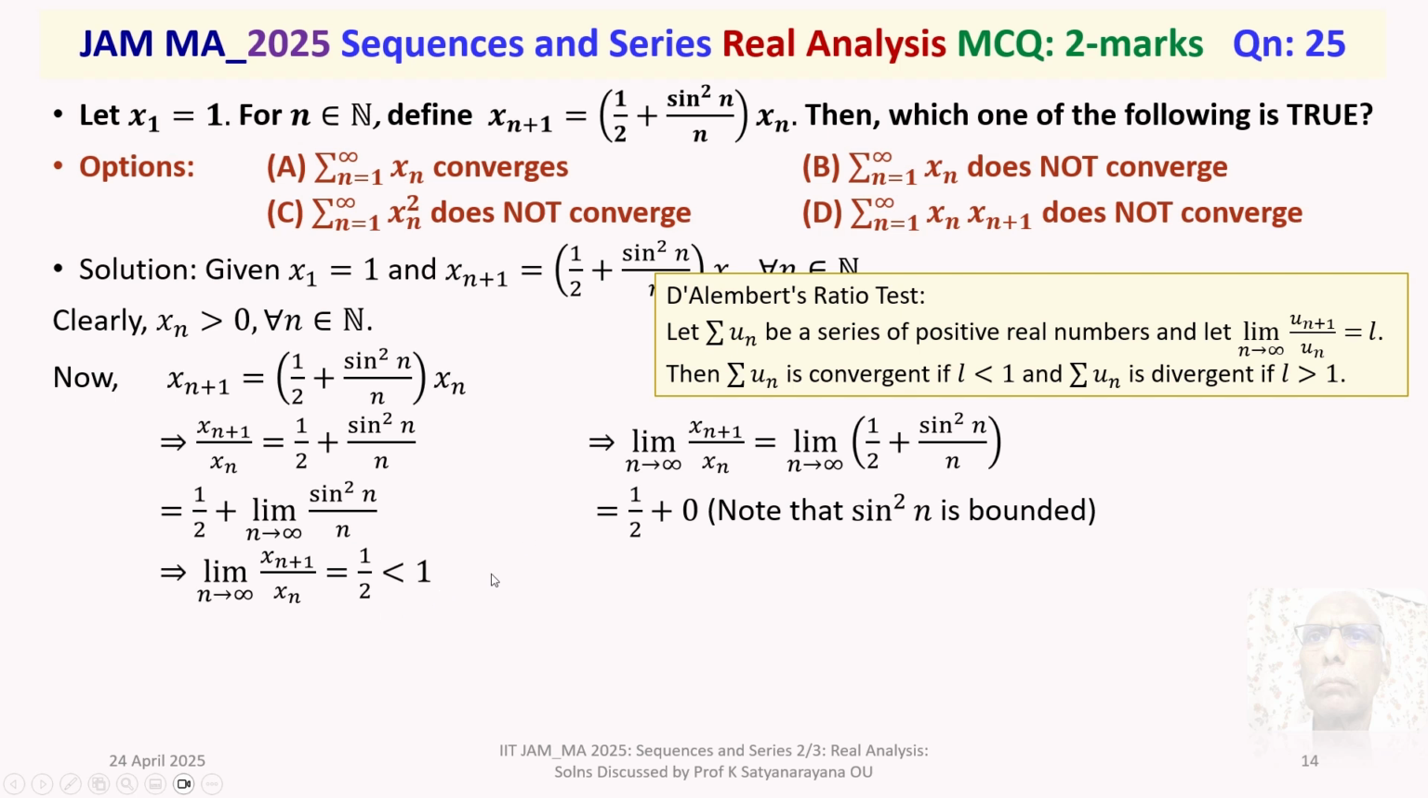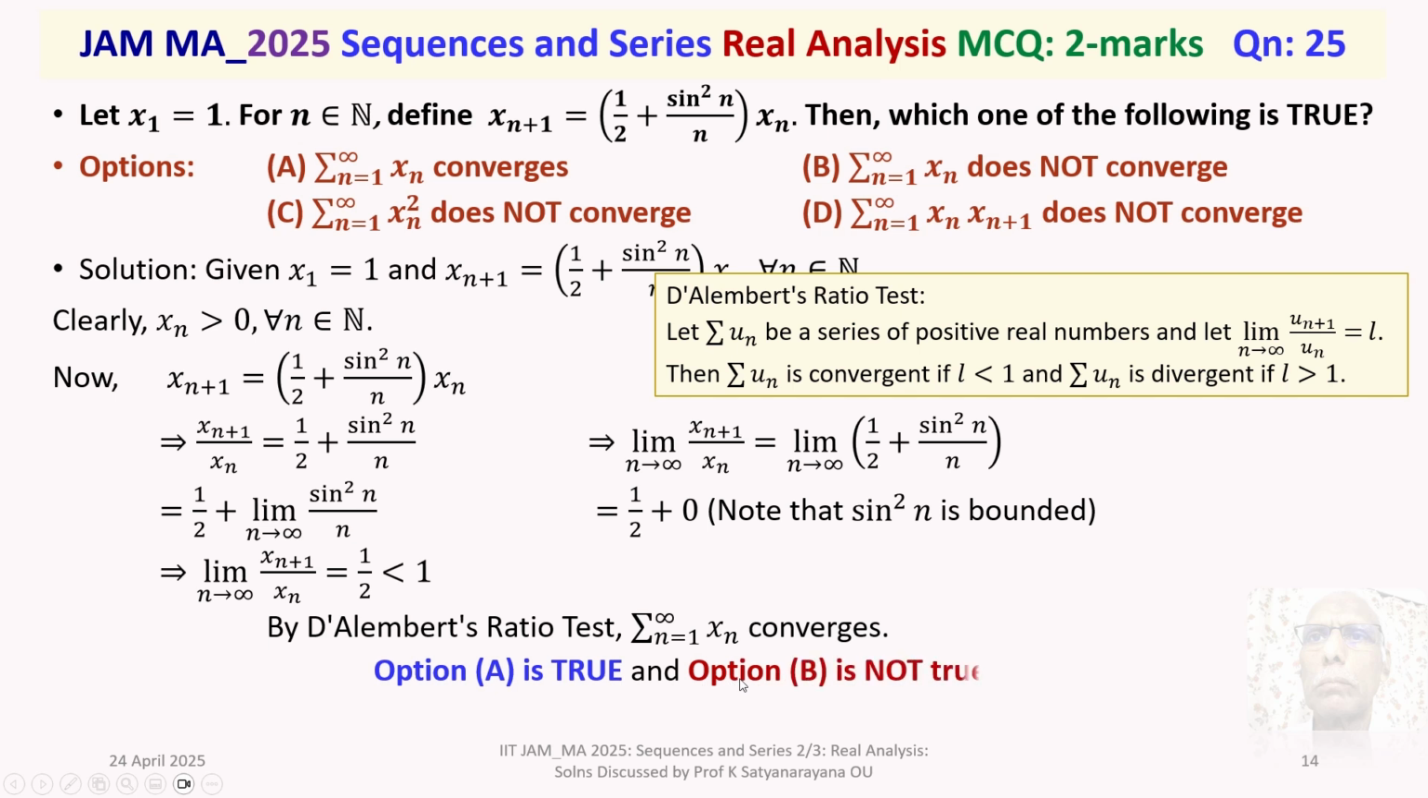Right, it is less than 1. Therefore, by D'Alembert's ratio test, the series sigma xn converges. Option A is true. Option B is not true. And it is a multiple choice question. Therefore, the answer to this question is option A.